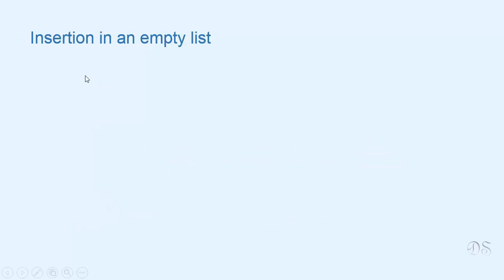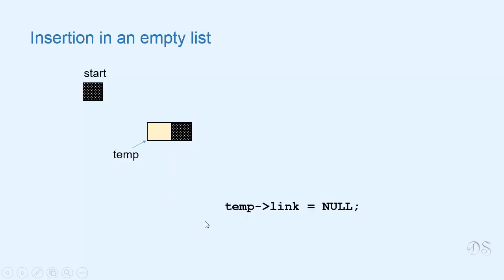Now let's see how we can insert a new node in an empty list. For an empty list, start is null. We allocate this new node. Now this is the only node of the list, so it is the last node, and its link part should be null. So we write temp link equal to null. Now instead of null, we can write here start because start is also null. So this becomes temp link equal to start. Next we change start and make it point to this node. So we write start equal to temp.